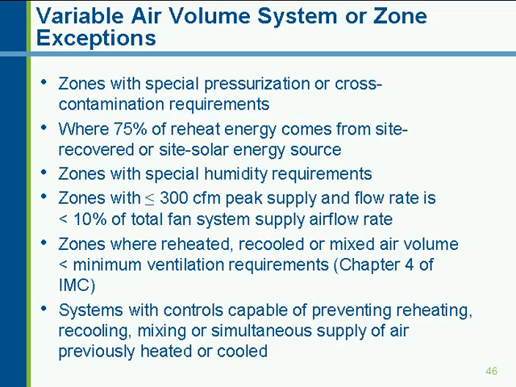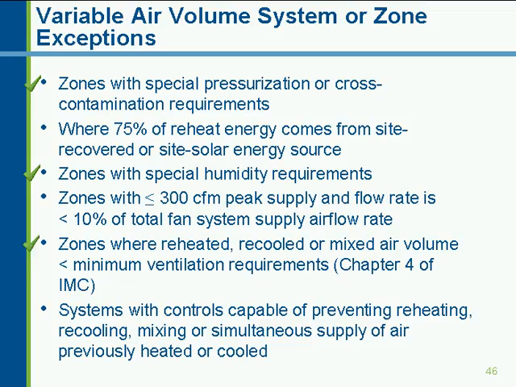Now, as I mentioned, there are some exceptions to the variable air volume system requirements. If you've got zones with special pressurization or cross-contamination requirements, they're exempt, and some examples of that might be hospitals or laboratories, which need not use VAV controls. If you've got systems where 75% of the reheat energy comes from site-recovered or solar energy sources, you do not need to use VAV systems. If you've got zones with special humidity requirements, they're exempt from the VAV requirement. If you've got a zone with less than 300 CFM peak supply airflow rate, and that flow rate is less than 10% of the total system supply airflow rate, you're exempt.